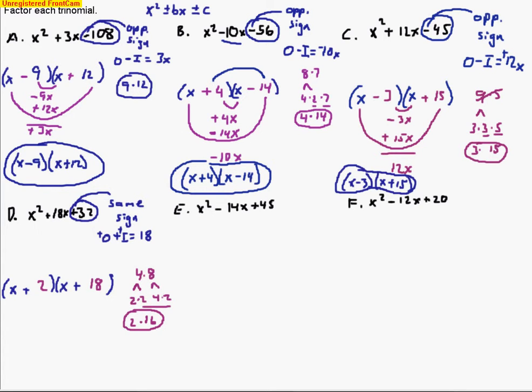Oops, I rewrote the wrong number. Let's fix that. Change that back to a 6 there. So we know 2 times 16 makes 32, and those add to make 18. You see how it works. We have 16x here, 2x here, and those numbers add to make 18x.